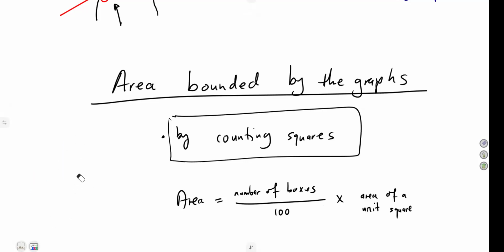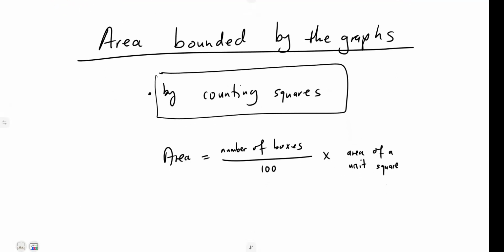Just like that. Count the number of boxes. How many small boxes do we have in that? Over 100 times the area of a unit square. The unit square comes from the scale that we are given, 2 centimeters to represent what? We are going to take our unit scale for 2 centimeters. So if you are given 2 centimeters to represent 1 unit on the x-axis and 2 centimeters to represent 2 units on the y-axis, that's our unit square.